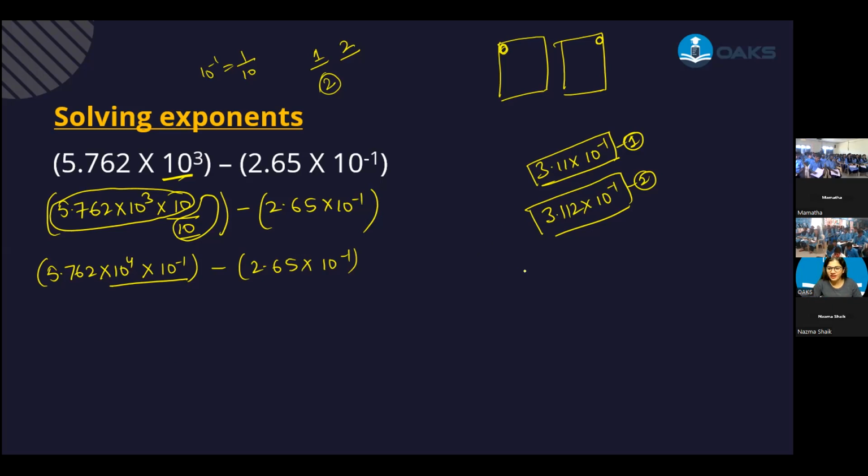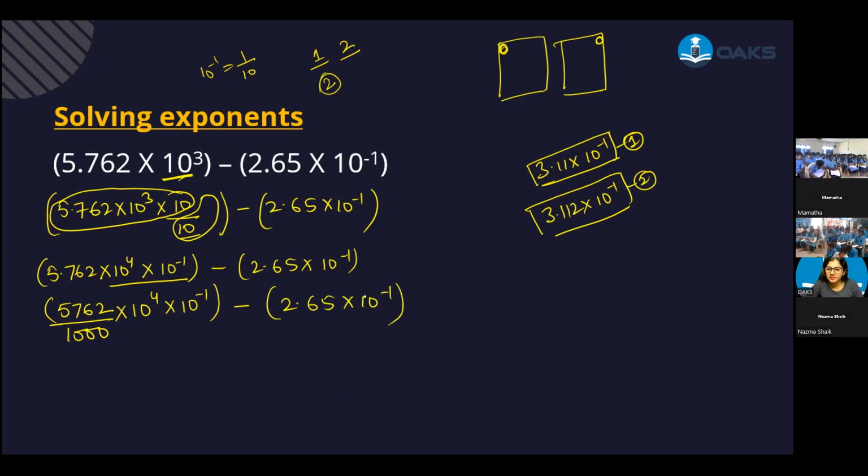Okay, yeah, you have solved. I know that, and your answer is pretty much clear. I think this is the correct answer. Let's solve this. Now, what I have here is 5.762. I am just solving the decimal here, and 10 raised to power 4 into 10 raised to power minus 1 minus 2.65 into 10 raised to power minus 1.